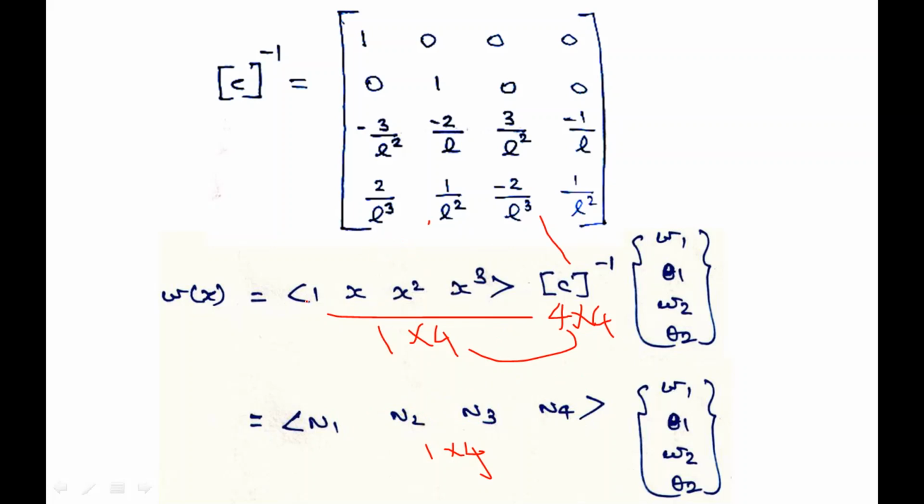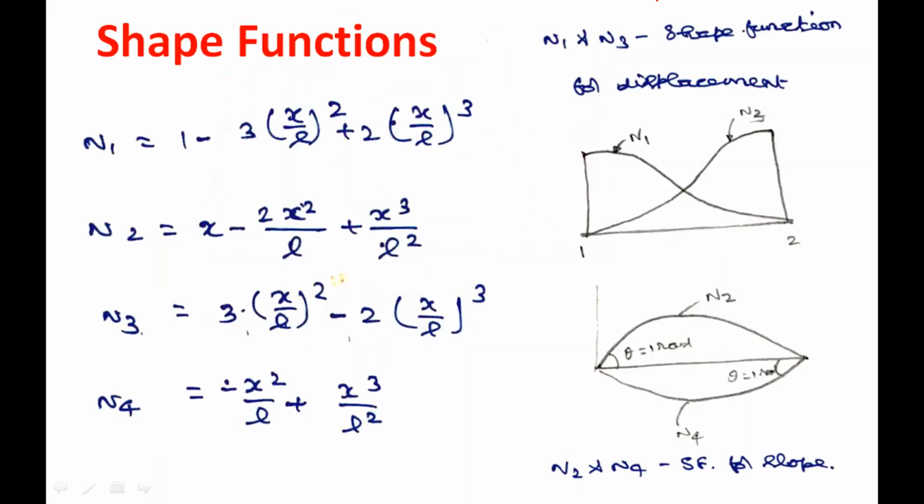How do you get this? This row matrix is multiplied with the first column. So you will get 1, this 0, so 1 minus 3 by L square x square plus 2 by L cube x cube. This is going to be the shape function 1. Like that, if you multiply this row matrix with the second column, we will get n2. Then with the third, we will get n3, and with the fourth, we will get n4. I will show the final shape functions.